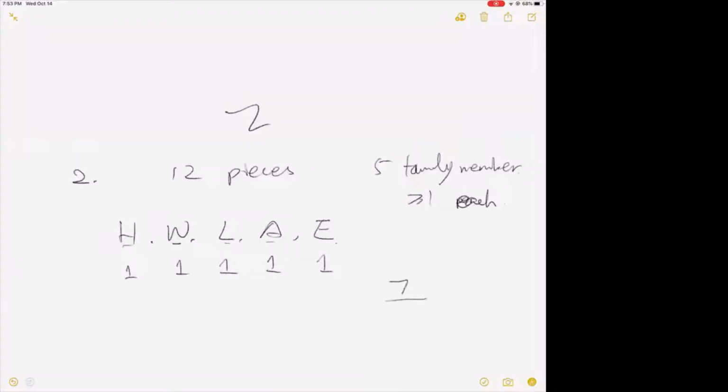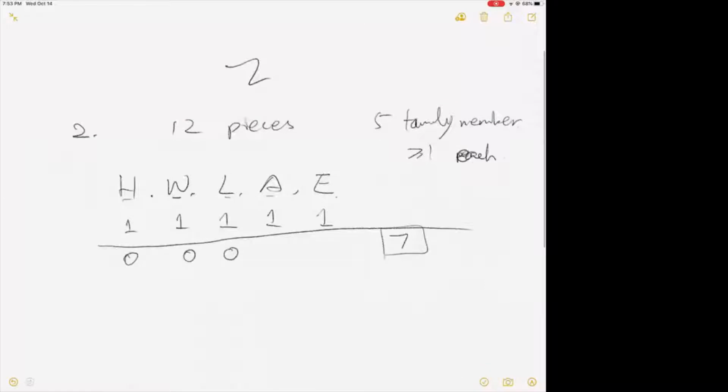Okay, now you have seven left. So then I first did it as if H, W, and L all got zero, not including the ones. Zero, zero, zero. Yep. So now we're allocating the remaining seven. Yeah. So then with A and E, there would be a total of eight ways. Eight ways. So what are the eight ways? Well, A gets 0 through 7, and then E just gets a corresponding one, 7 to 0. Okay. So that's a total of 8 ways.